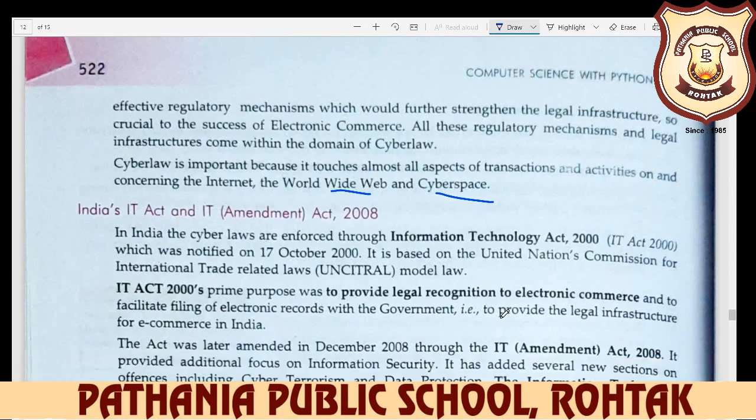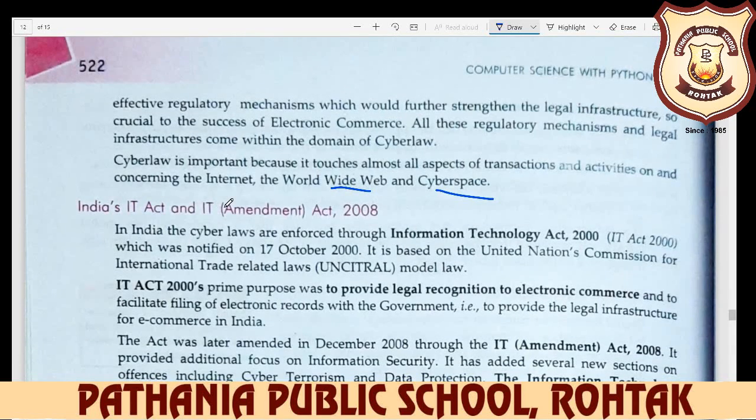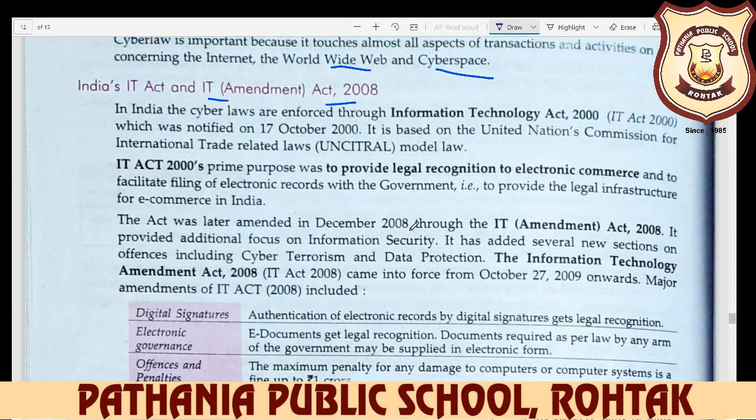The Indian IT Act, and you can say the IT Amendment Act 2008. So in India, the cyber laws are enforced through the Information Technology Act 2000, the IT Act 2000, which was notified on the 17th October 2000. It is based on the United Nations Commission on International Trade Law model law, and the IT Act's prime purpose was to, what is the purpose of this IT Act?